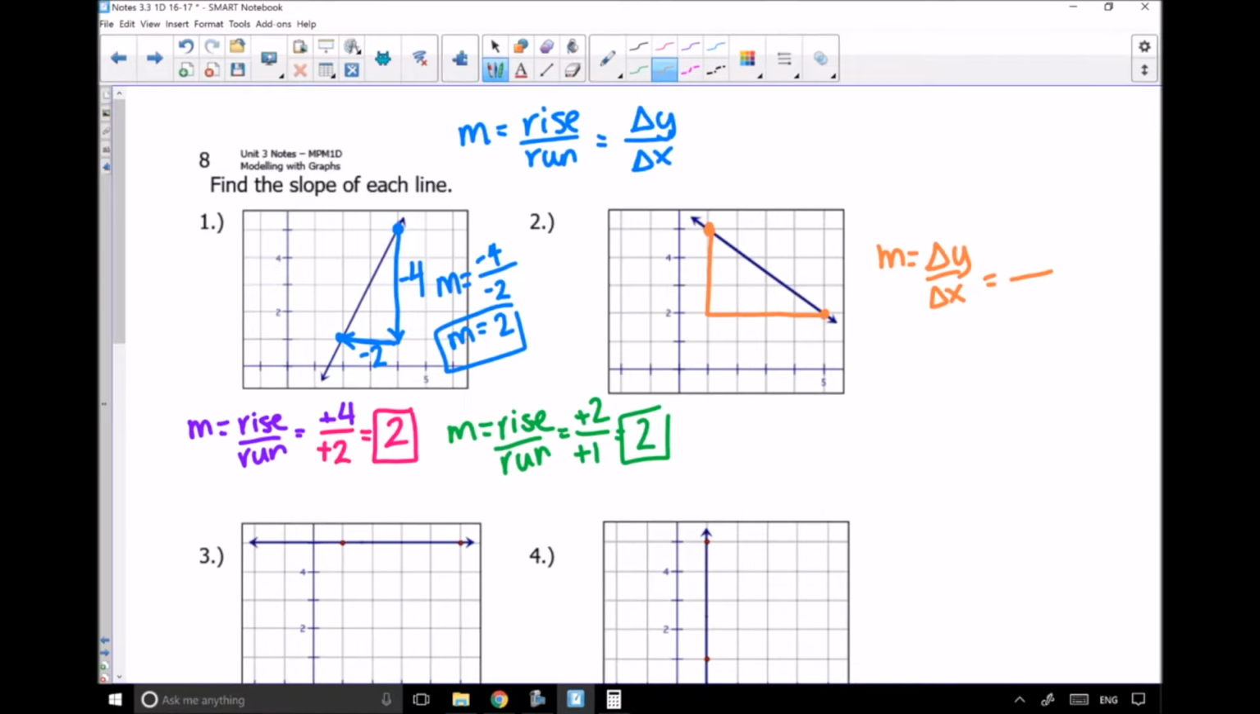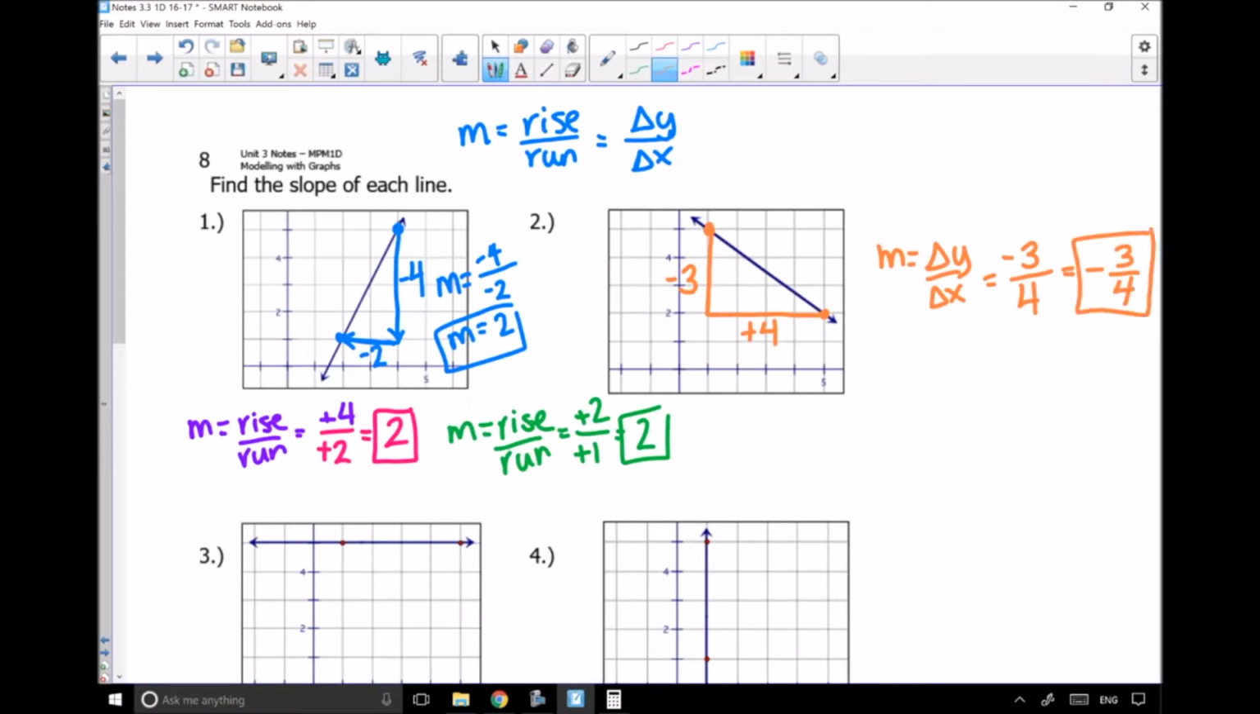This went down by 3, so I'm going to say that this has a rise of negative 3. So my answer is negative 3 for my rise, or my change in y. This went to the right by 4, so it's a positive 4. So therefore, my slope is going to be negative 3/4.